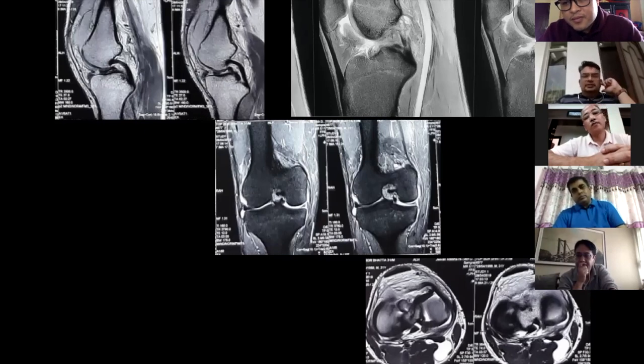Immediately means it is not the day he comes to you. You can still wait for 2-3 days, let it quiet down. If there is a massive effusion, let the effusion settle down a little bit. Probably I'm planning to operate him within a week, but not immediately, not the next day, tomorrow. Sudeep, sir?